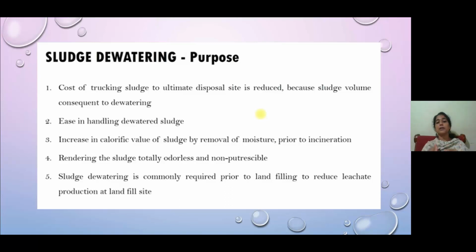Sludge dewatering is commonly required prior to landfilling to reduce the leachate production at the landfill site. By reducing the water content in the sludge for final disposal, it will reduce the leachate generation in landfill sites.